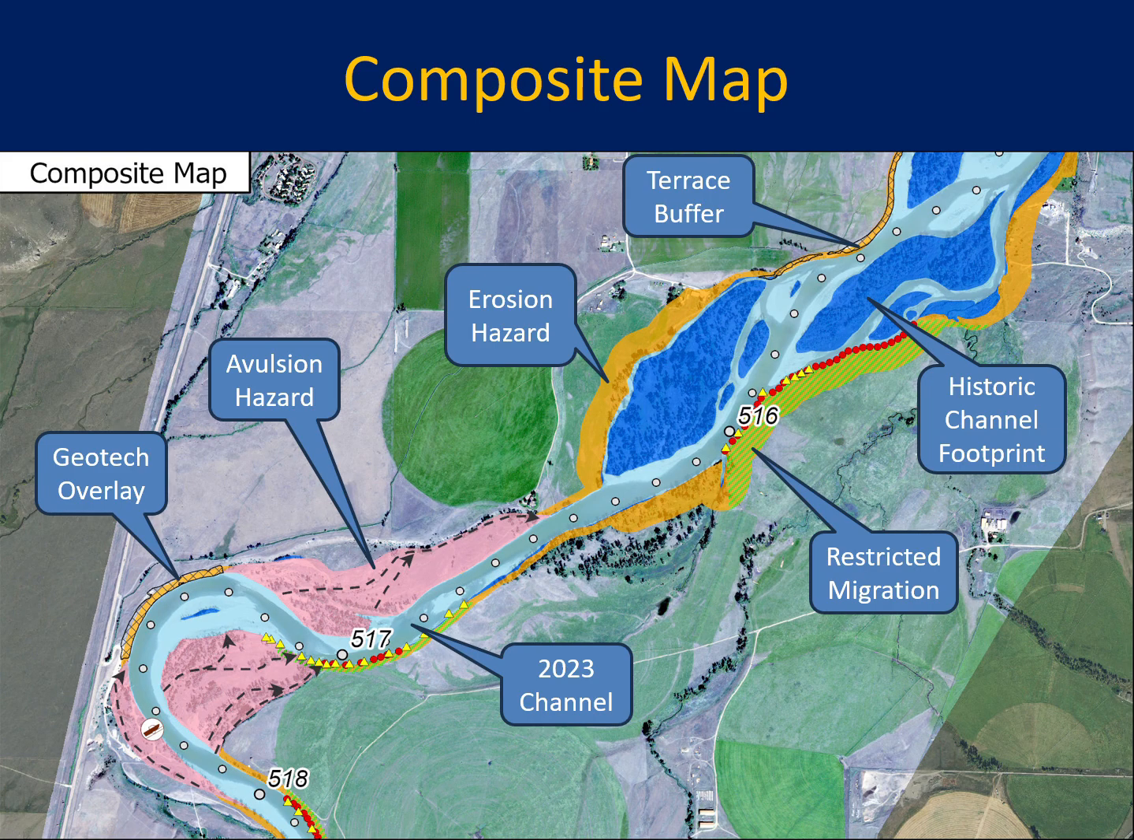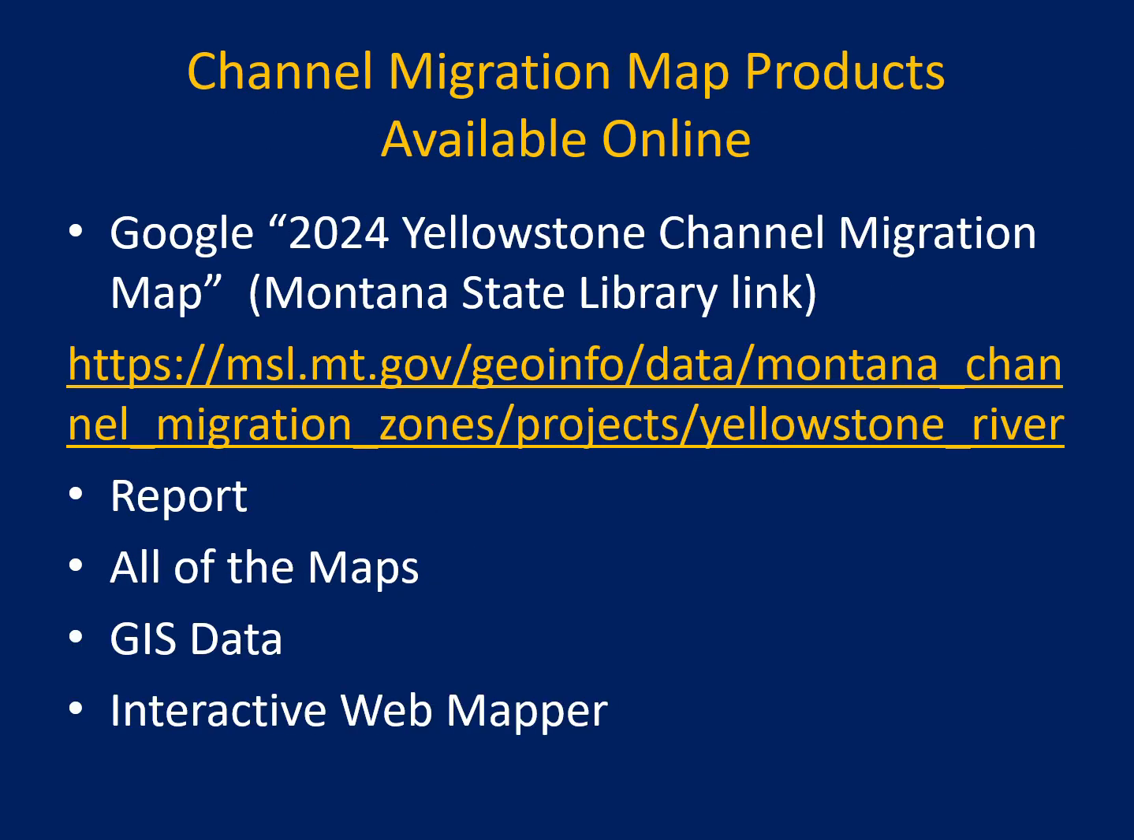So different shifts, sudden shifts in channel alignment could occur in these low-lying areas. And then the hatched areas are called geotechnical overlays. These are just indicators of steep vertical banks that will naturally want to lay back with erosion, where that erosion could be accelerated over time during flooding events. So again, we'll talk about more of this in part 2 of the video series.